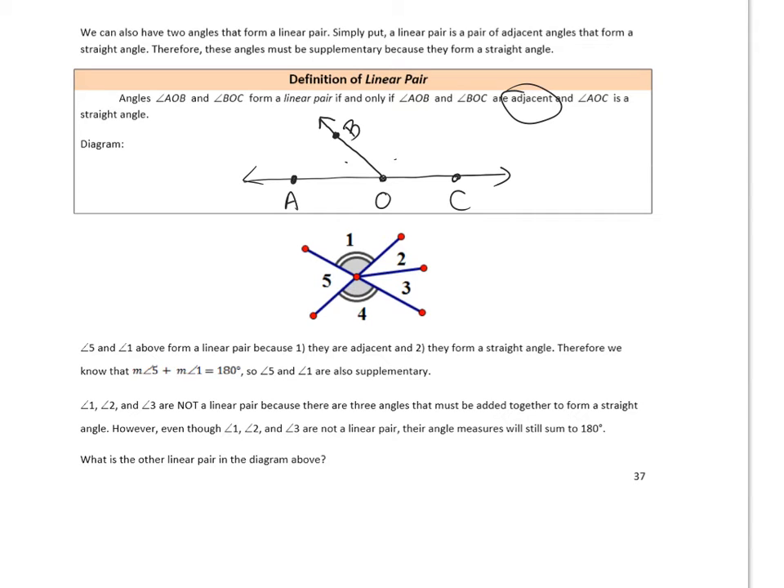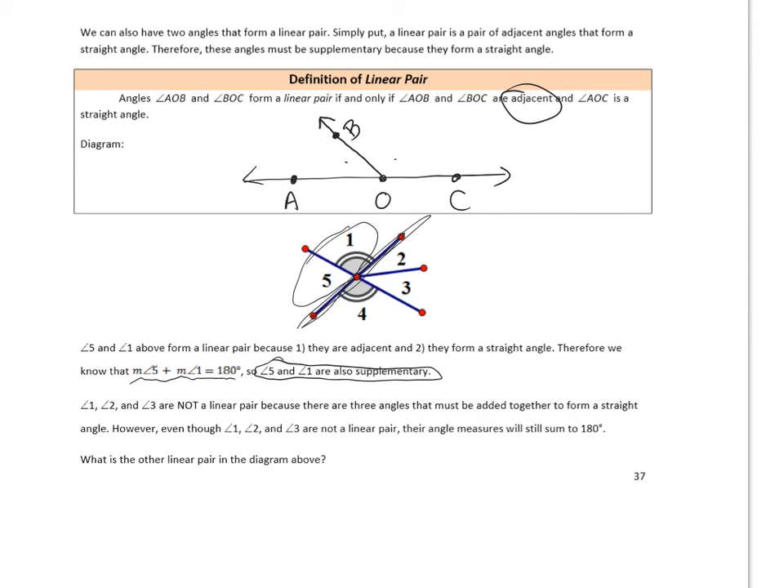All right. So looking at my diagram now below, angles 1 and 5 are a linear pair because they satisfy that. If we look at 1 and 5 together, they form this straight angle here, and they're adjacent. Therefore, we know that the measure of angle 5 plus the measure of angle 1 must equal 180 degrees because the measure of every straight angle is 180 degrees. So we can also say that angle 5 and angle 1 are supplementary.